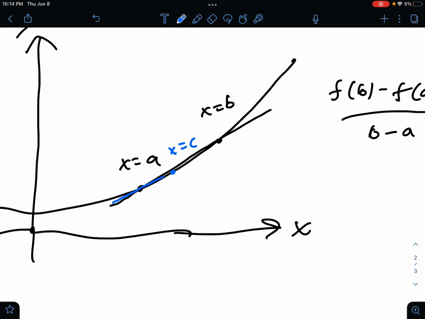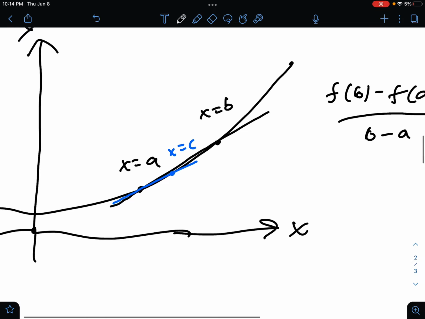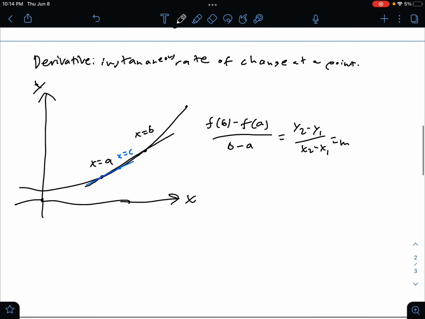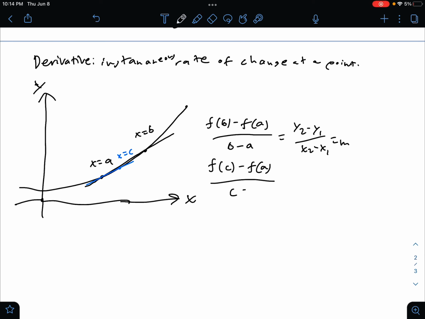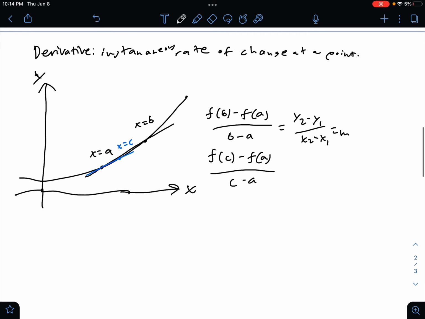Second line would be similar to this. Now this is looking very close to a tangent line. And as we know, a tangent line gives the instantaneous rate of change at a given point. It gives the slope at that point. This is getting very close. Now, we could say, all right, let's just do f of c minus f of a over c minus a, right? That equals the slope.